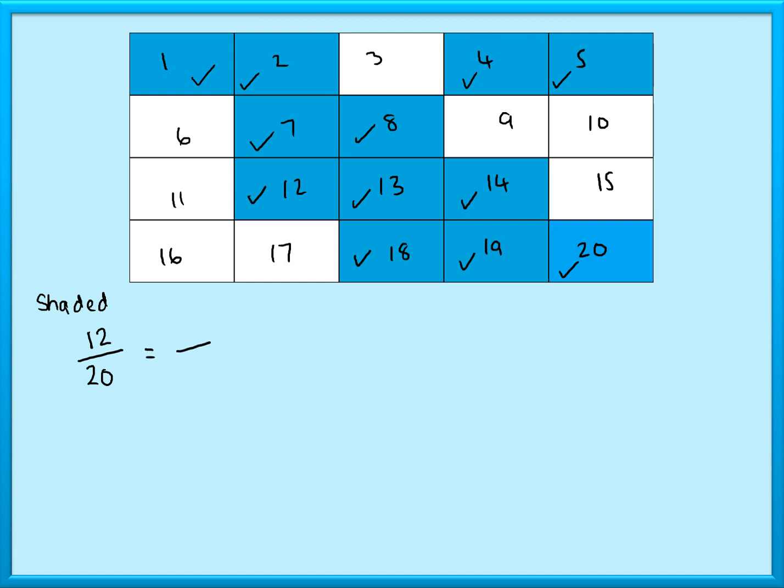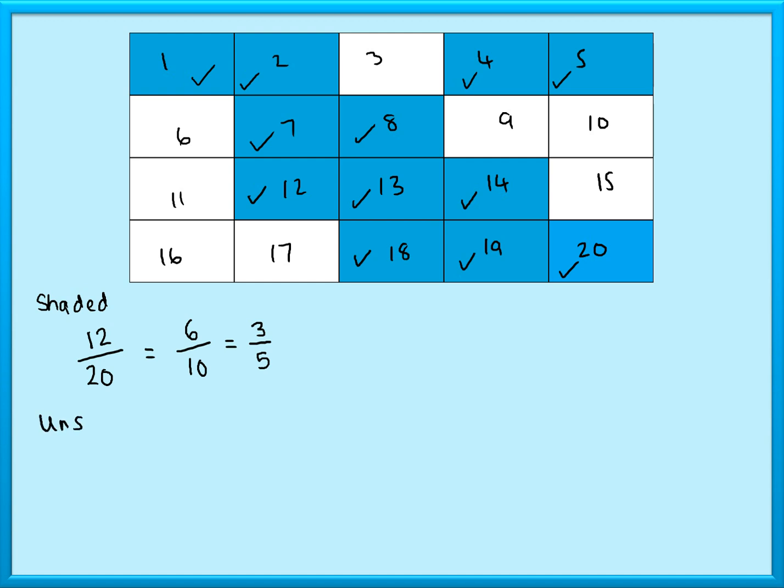Remember, we should always try and cancel that down if we can. So a number that goes into 12 and into 20 is 2. So 2 will go into 12 6 times, and 2 will go into 20 10 times. Now we're not quite finished, because we can get 2 in again. So 2 will go into 6 3 times, 2 will go into 10 5 times, 3/5, which incidentally is the same as the last question. So although the diagram's a little bit bigger and a bit different, it's the same fraction that's shaded in.